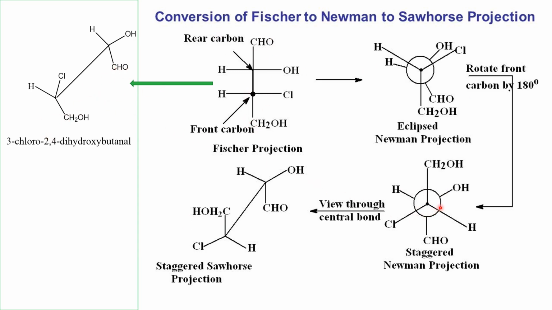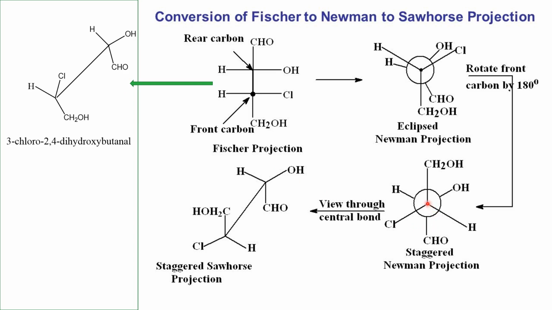But while you are converting the Newman to Sawhorse, there is no such condition. The groups which are at the upper side should be kept in the upper side. The groups at the downside should be kept in the downside. Only for Fischer, the bottom and top groups should be shown in the downside of the Sawhorse.